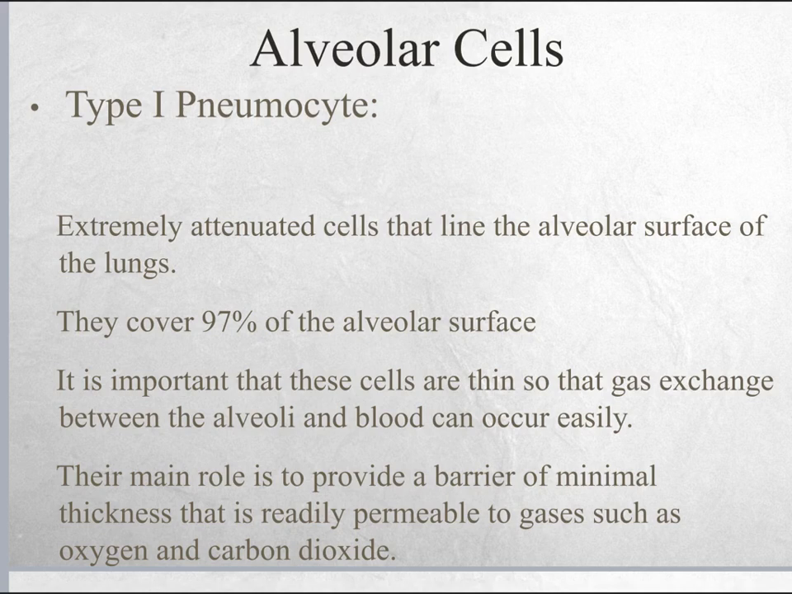So from an engineering standpoint, where we're designing the perfect form and function here, it makes sense that if we're going to be exchanging gases, we make the distance that it travels really short. So we're making the A to B really short, and we're not muddling it with a ton of fluid and a ton of organelles and a ton of stuff. So we make these cells really thin and somewhat hollow. It maximizes and optimizes gas exchange. Okay? So again, their main role is to provide a barrier of minimal thickness so that it's readily permeable to gases such as oxygen and carbon dioxide.